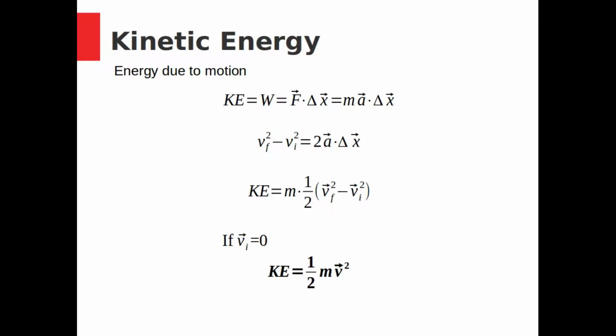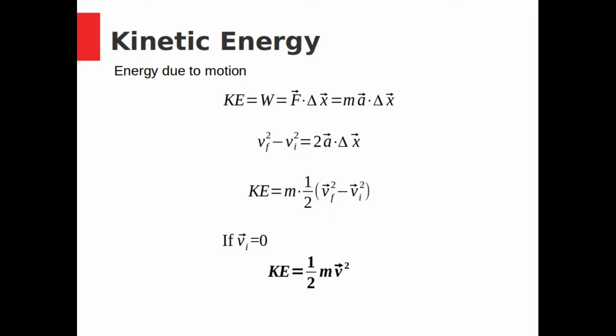Notice also that mass is always positive, and velocity squared is also always positive. Since kinetic energy is the product of these two positive quantities, it must also be positive. Kinetic energy can never be negative.